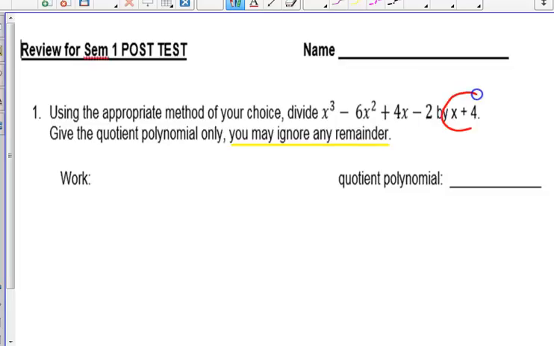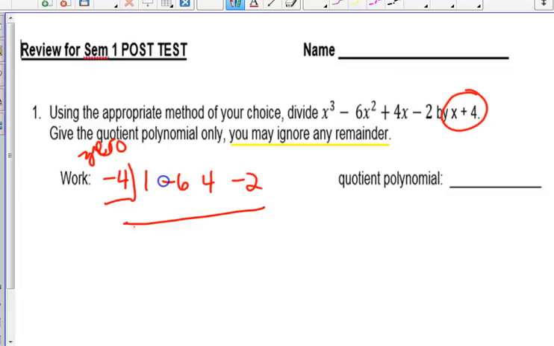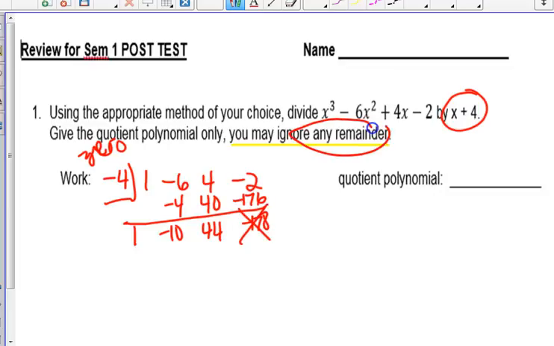Because this is a linear term back here that we're dividing by, we find the 0 and do synthetic. If you want to do long division, you can. And you put the coefficients across the top. Bring down the first one, multiply, add, multiply, add, multiply. I think that's right, but it doesn't really matter because it says ignoring the remainder.